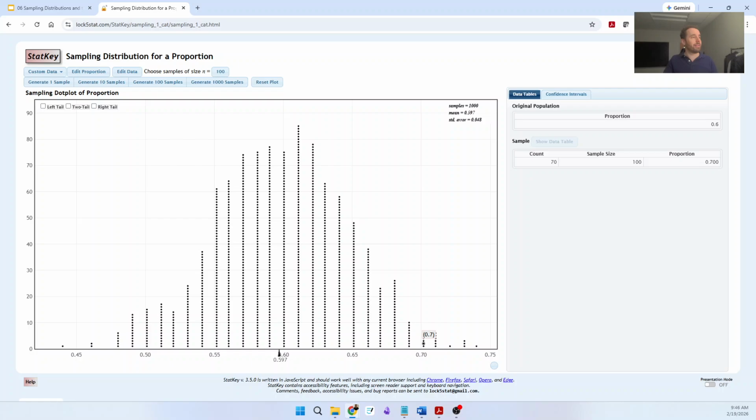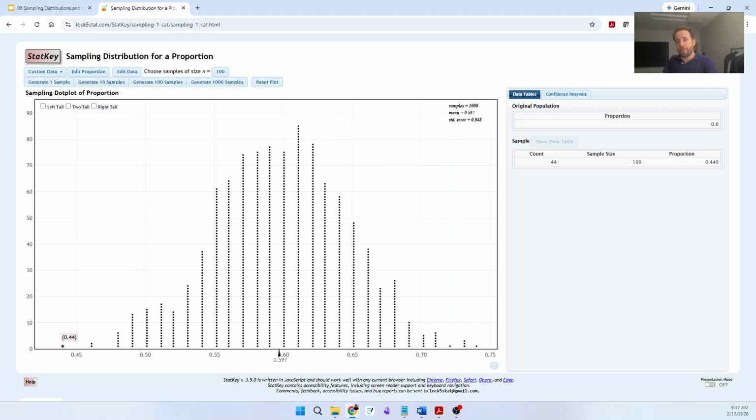We see that a handful of them even had a sample proportion above 70%, with the absolute biggest sample proportion being 74%. On the other extreme, we saw a number of samples had sample proportions at 50% blue or below, with the absolute lowest being 44%. So one unlucky sample out of our 1,000 only had 44 blue balls out of 100 chosen.